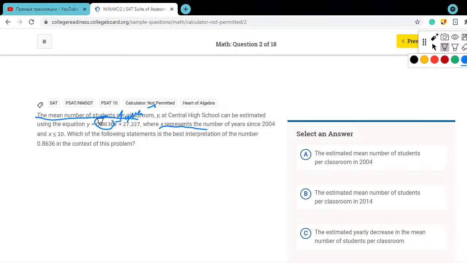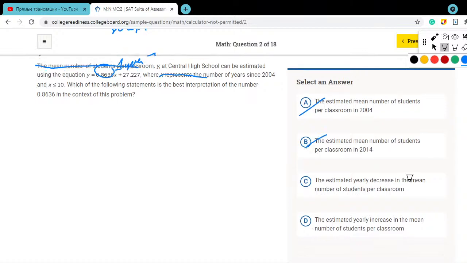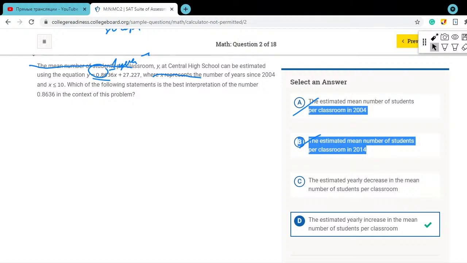Since slope is positive, more than 0, it will positively affect the change in the mean. So it's not the estimated mean number of students, it's not a constant number, neither this one. Estimated yearly decrease in the mean number of students per classroom, or the estimated yearly increase in the mean number of students. So if slope is positive, this is an increase. Let's go.